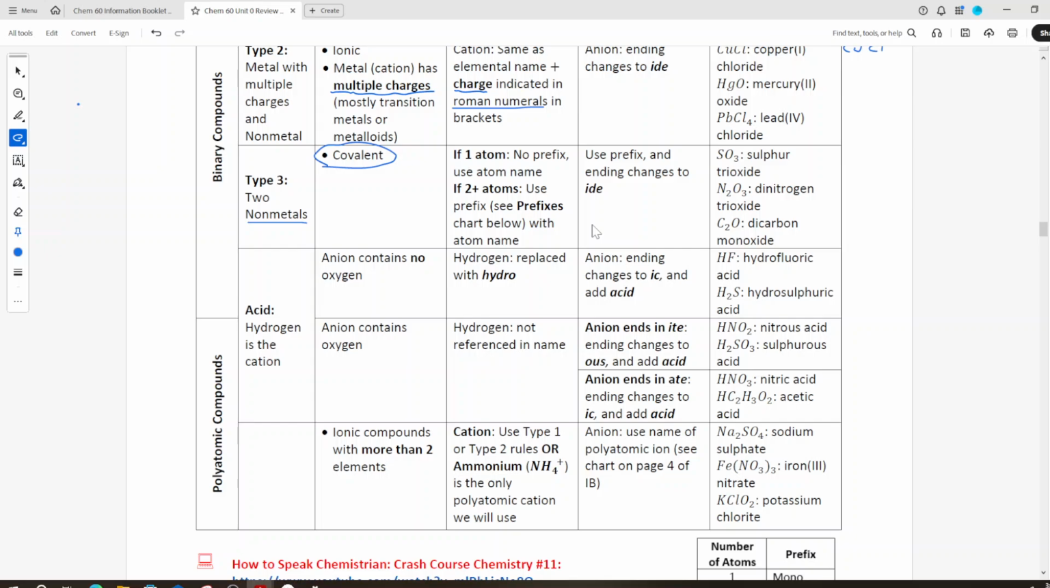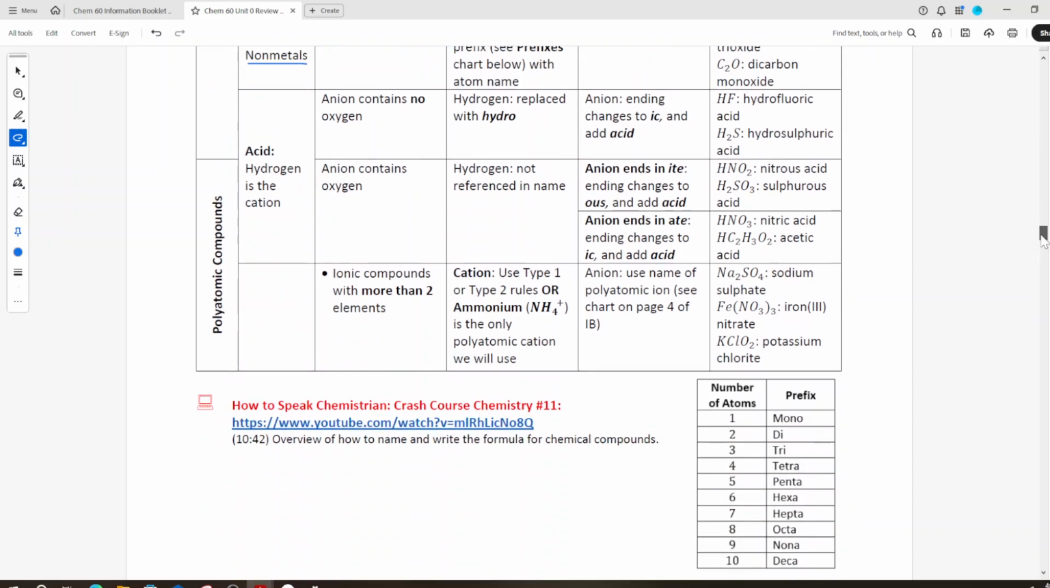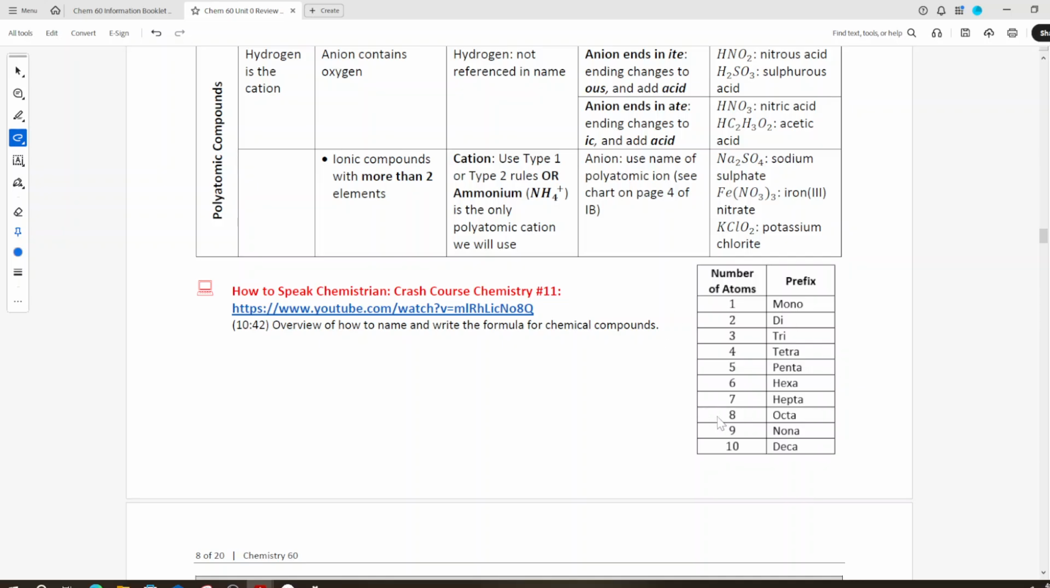So when you name them, the first element or atom always gets its atom name and maybe a prefix. So what you're going to do is say how many there are. If there's one, you don't do anything. But if there's two, you would say di. If there's three, you'd go tri, and so on. If you're not comfortable with your prefixes, they're listed at the bottom of this page. So if there's one, it's mono, but we don't do that for the first element. If there's two, it's di, tri, tetra, penta, hexa, hepta, octa, nona, deca.